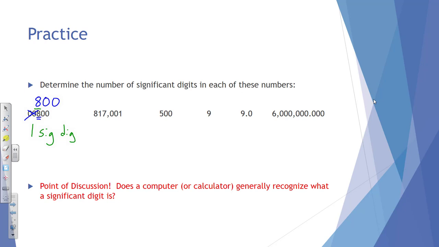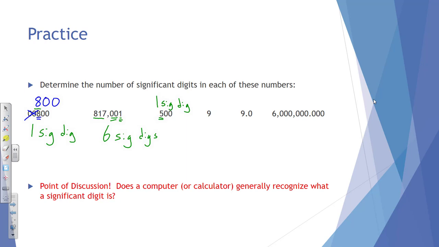817,001. Certainly the 8 and the 1 and the 7 are significant. That 1 is significant. And that kind of tells us that we have to take these zeros in the middle seriously. They must really be zeros if that's really a 1, and therefore this number has all 6 sigdigs. 500, that's like 800. The 5 is significant, but those zeros have probably been rounded. This number only has 1 sigdig.